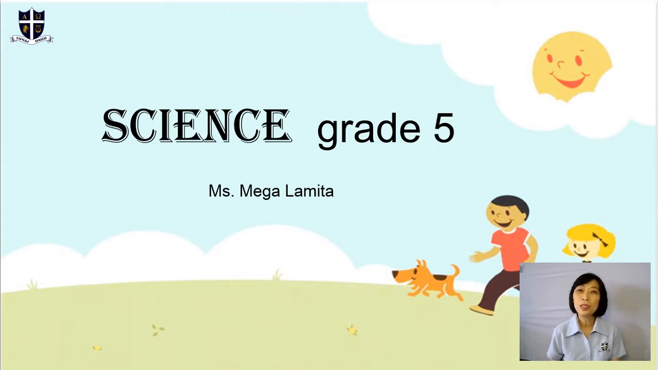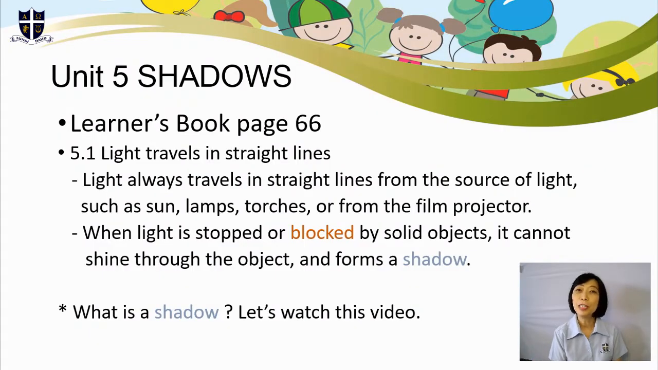Prepare your books, your learner books, open page 66. Unit 5, shadows. What is shadow? Before, we have studied about lights. Lights travel in straight lines, remember? Unit 5, we learn about mirror, and we learn about lights too. Light always travels in straight lines from the source of light.